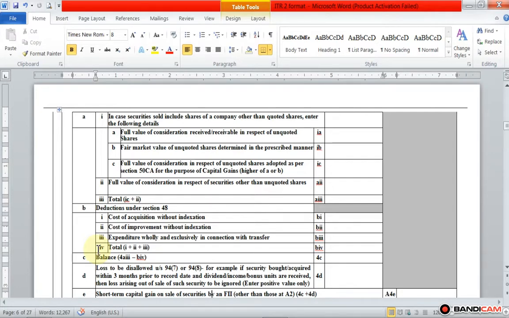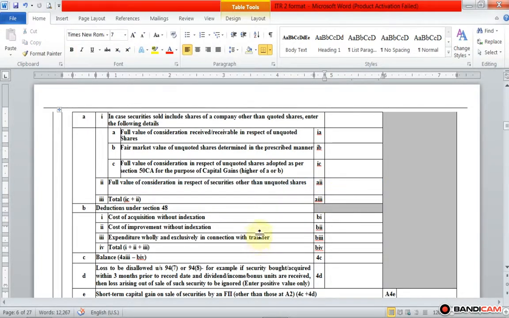Then full value of consideration in respect of unquoted shares adopted as per section 50CA for the purpose of capital gain. Okay, that is in column 1C. Then second part is given, that is full value of consideration in respect of securities other than unquoted shares. Then we make a total, that is 1C plus 2. 1C means here we get a total of 1C. Then we add this second point, that is full consideration. Okay, full consideration received, we get a total.